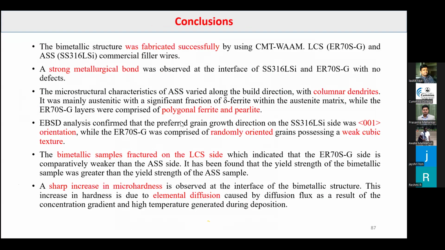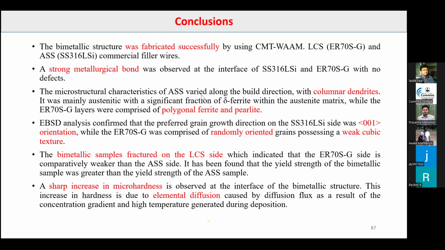So the last slide, that is the conclusion. The bimetallic structure I have deposited, which is made up of low carbon steel and ASS, was successfully fabricated with the help of this cold metal transfer wire arc additive manufacturing technique. I have observed a strong metallurgical bond at the interface, because no samples have failed from the interface. All the samples have failed in the LCS part. So there was a strong metallurgical bond.